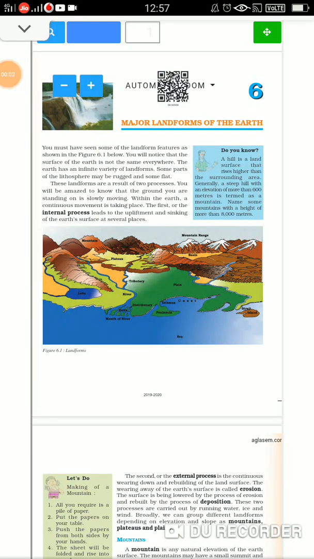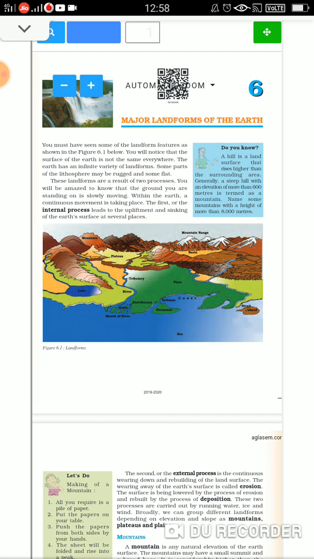Dear students, today we are going to start chapter number 6 of geography, which is major landforms of the earth. Children, in the previous chapter, we discussed the major domains of the earth, and now we are going to talk about the landforms of the earth.